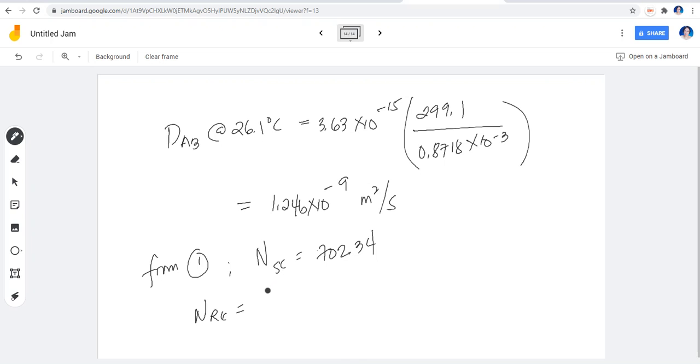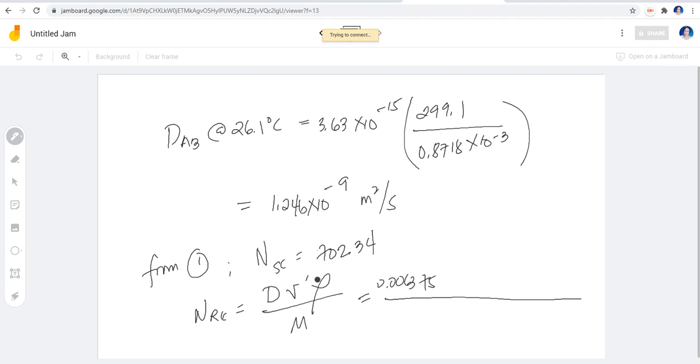Our Reynolds number is dV prime density over mu. Now our diameter is the diameter of the sphere, not the diameter of our column. So in this case, the diameter of the sphere in meters will be 0.006375. And this velocity here, class, is the velocity of the fluid that is passing through, and that in this case is water passing through our packed bed. So this velocity will be computed now.